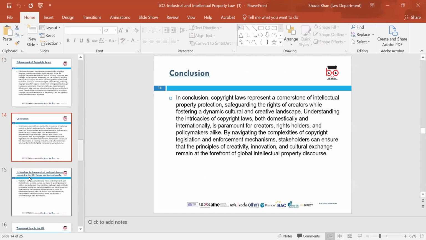So in conclusion, copyright laws represent a cornerstone of intellectual property protection, safeguarding the rights of creators while fostering a dynamic cultural and creative landscape. Understanding the intricacies of copyright laws, both domestically and internationally, is paramount for creators, rights holders, and policymakers alike. By navigating the complexities of copyright legislation and enforcement mechanisms, stakeholders can ensure that the principles of creativity, innovation, and cultural exchange remain at the forefront of the global intellectual property discourse.